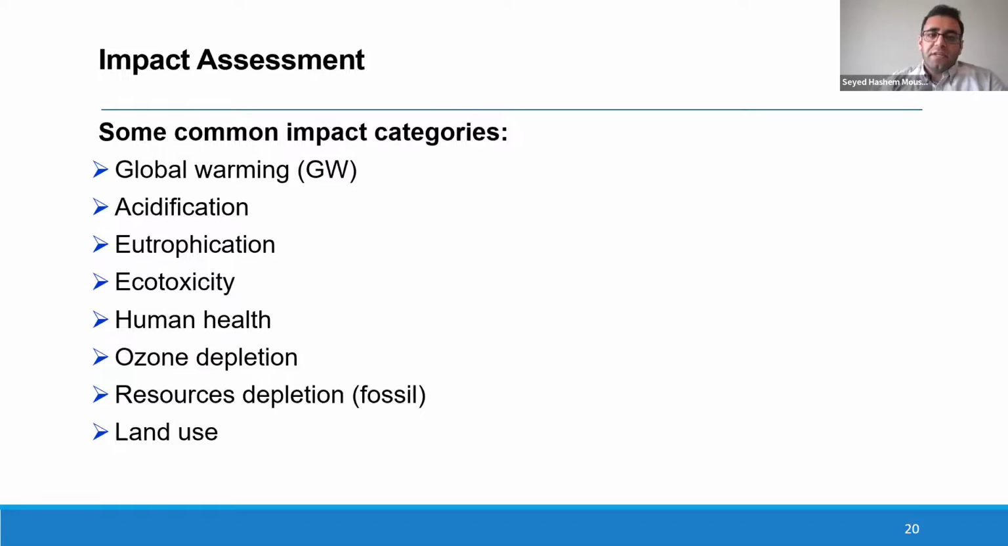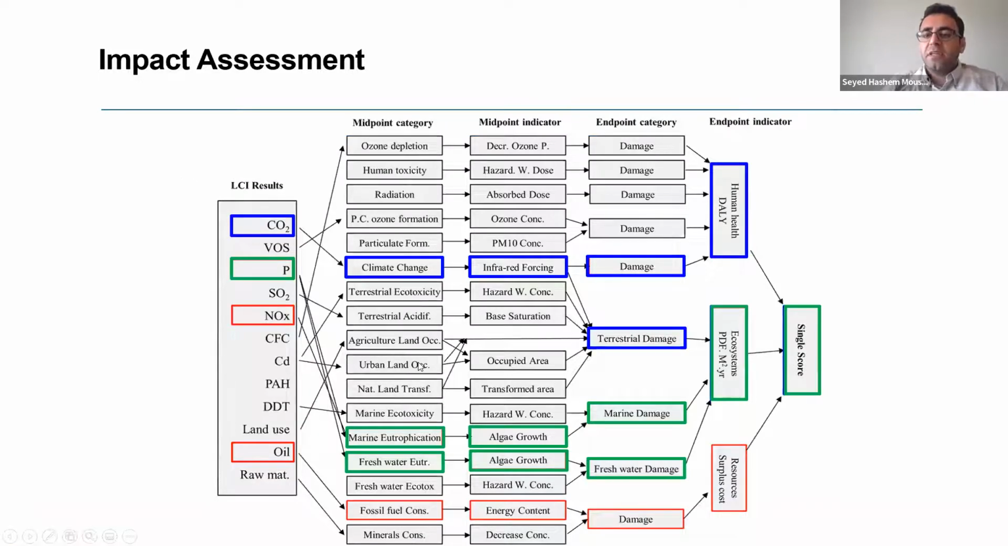Here's a list of other impact categories. Global warming is just one. You have acidification, eutrophication, ecotoxicity, resources depletion, and land use. And it's even longer than that.